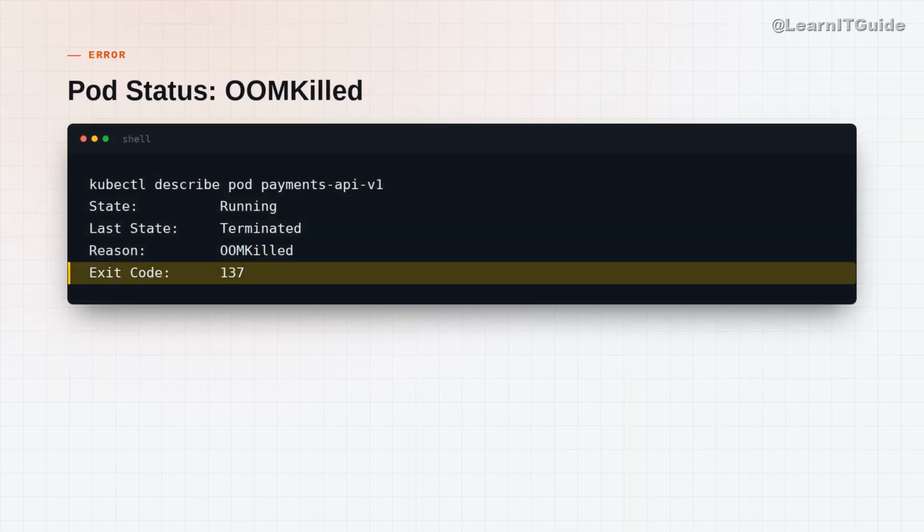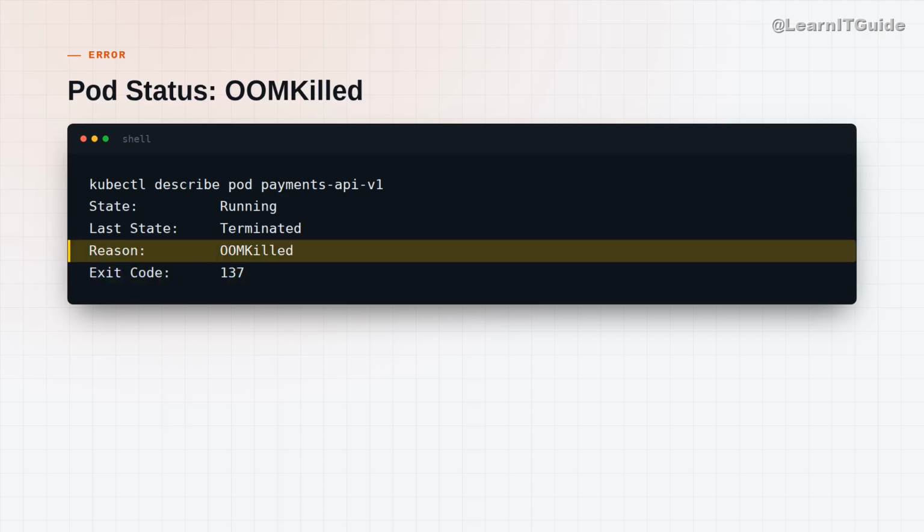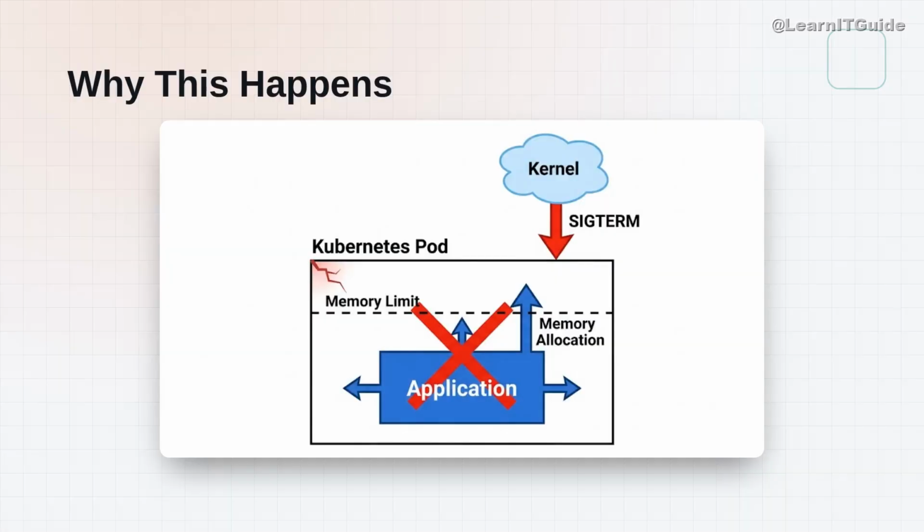Next up, the OOMKilled status. This is the #1 cause of production instability. You see exit code 137, which is the Linux kernel signal 9. It means the process tried to use more memory than the limit you set. So why does this happen? The container runtime enforces the memory limit. If your app attempts to allocate even a single megabyte beyond that limit, the kernel intervenes.